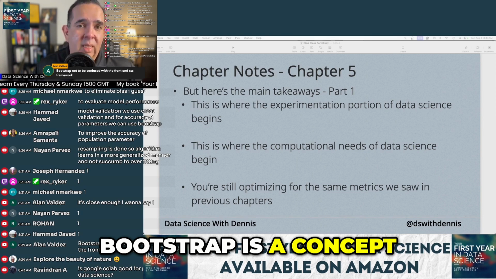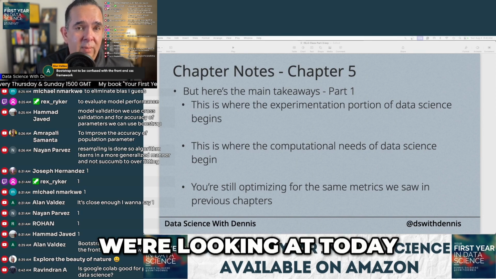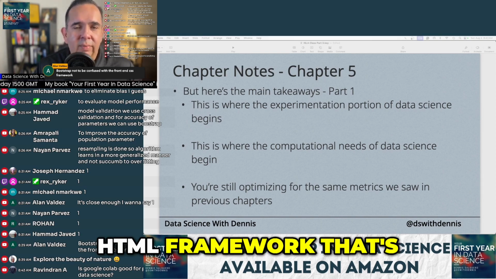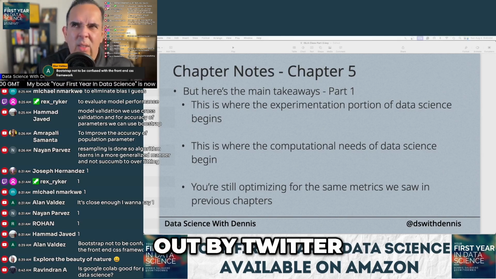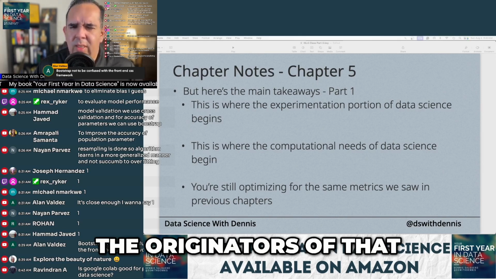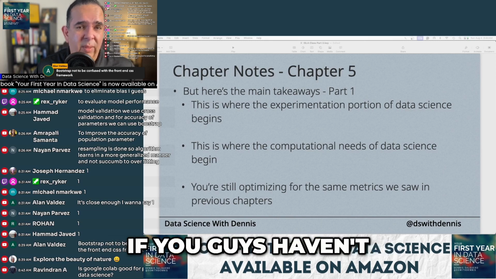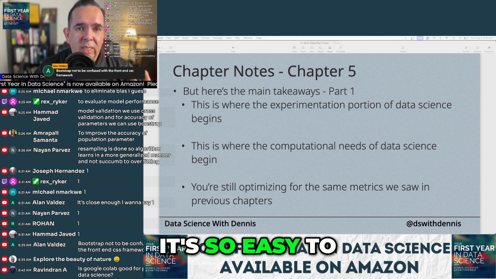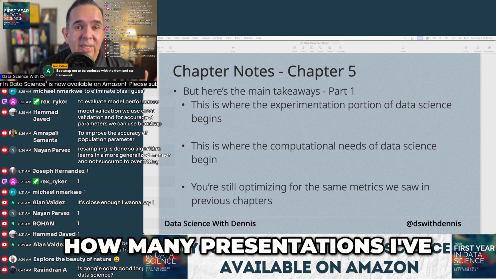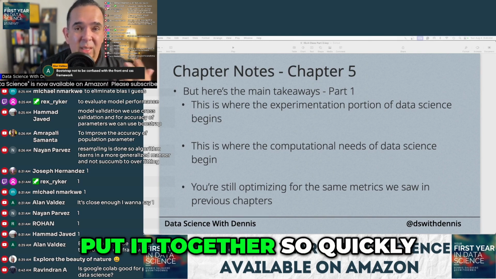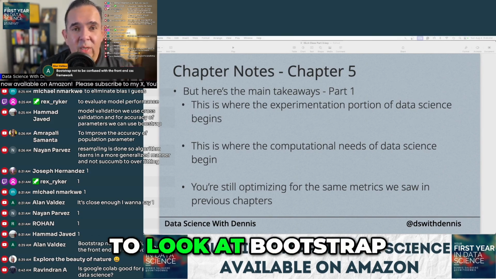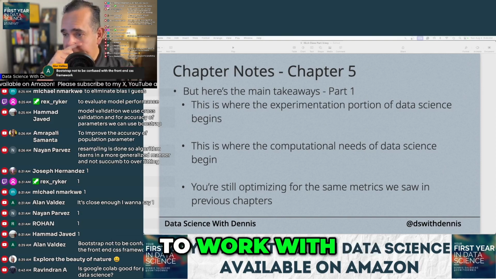He's right. Bootstrap is a concept in the chapter that we're looking at today, and it also happens to be the name of a front-end GUI HTML framework that I believe is put out by Twitter. I think Twitter was the originator of that. And by the way, I love Bootstrap. It's a great framework if you haven't looked at it. For data scientists, Bootstrap is a great framework to learn because it's so easy to make something look good. I cannot tell you how many presentations I've done using a Bootstrap front end because I can put it together so quickly. So yeah, thanks for pointing that out, Alan. And as a side note, if you want to look at Bootstrap, it's a fun framework to work with.